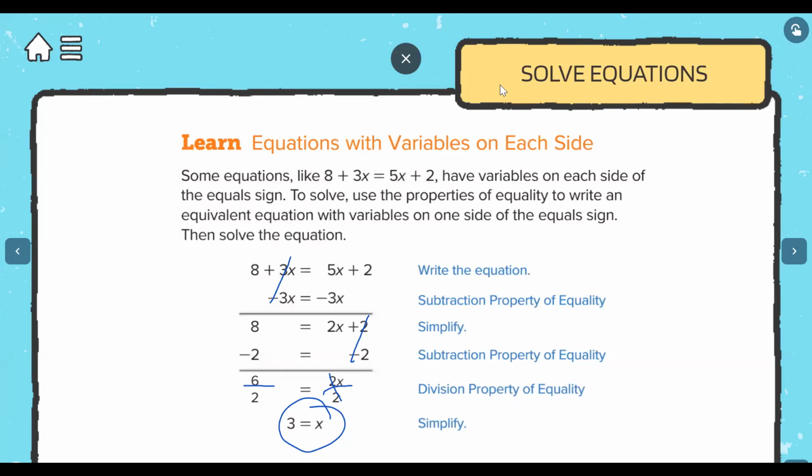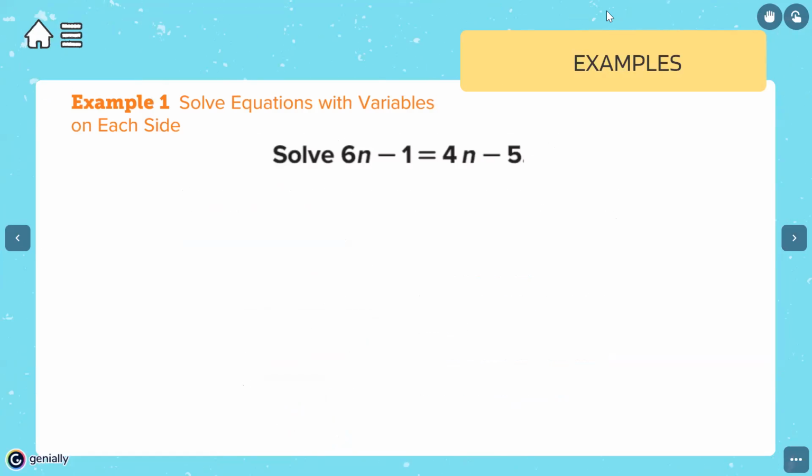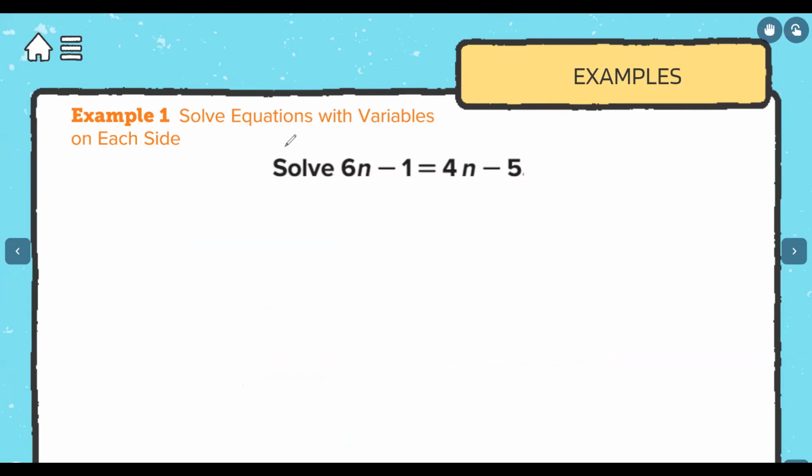If we see the example, it says solve 6n minus 1 equals 4n minus 5. So what we need to do, we need to choose sides, okay? I always tell you that it's easier if you move the smaller variable first. But it doesn't matter which one you move first. The only thing that matters is that you keep the constants on one side and the variables on the other, and respect the signs, always.